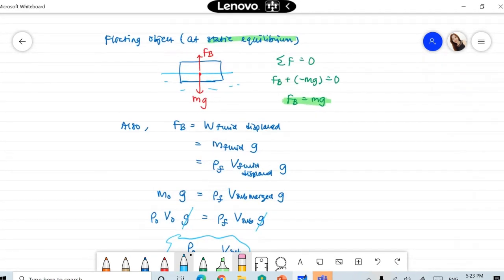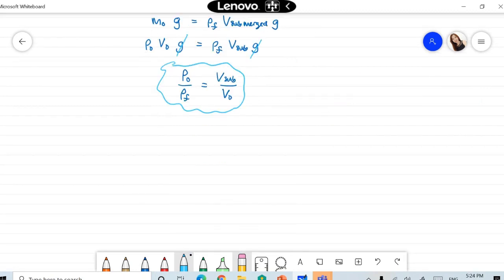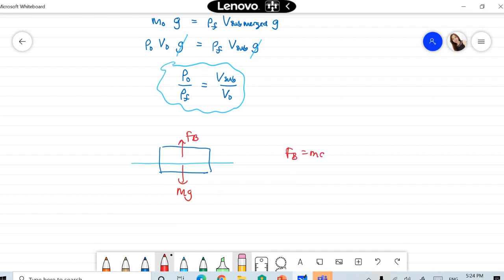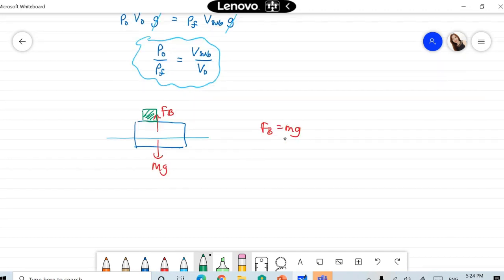I'd like to add an additional mass to this floating object. So what will happen? Let's say this is the fluid and here is my object. Okay, so we know that mg is here and Fb is here. So Fb is equal to mg. Now I add an additional object on top here. So the buoyant force is equal to the weight of the floating object. According to Archimedes' principle, Fb is equal to the weight of the fluid displaced.